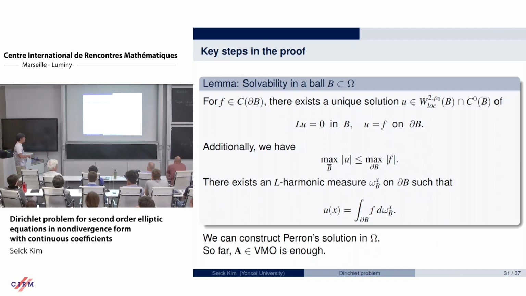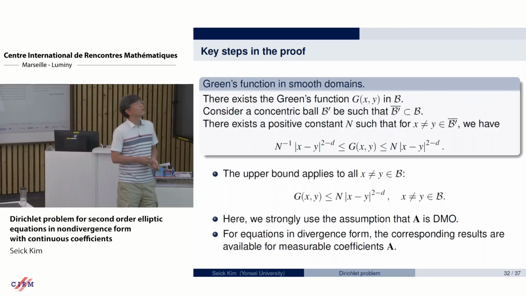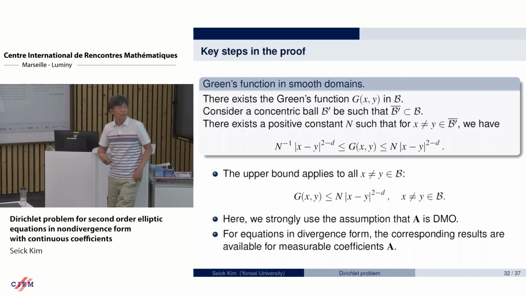So for this scenario, you don't really need the DMO condition. VMO is enough to get this, because I'm relying just on W^{2,p} solvability. So up to here, you don't need anything, except the VMO condition, or actually just a small VMO norm. So anyway, now you have to deal with the Green's function.